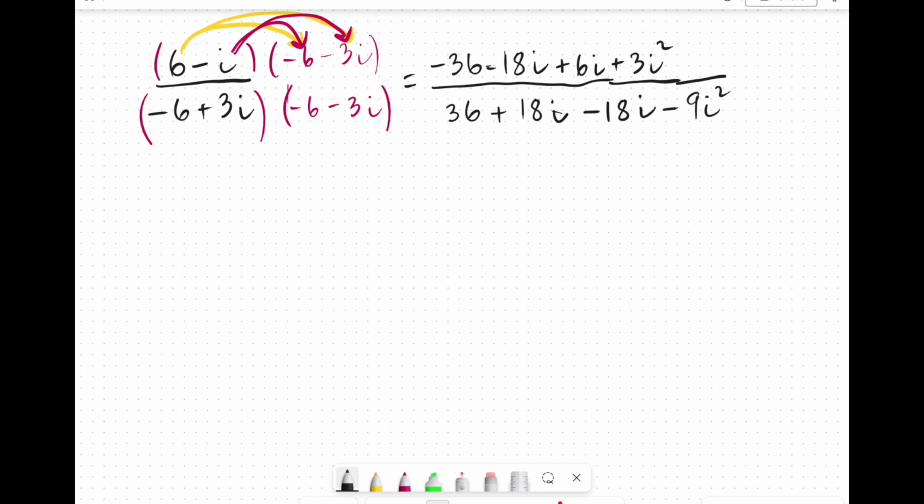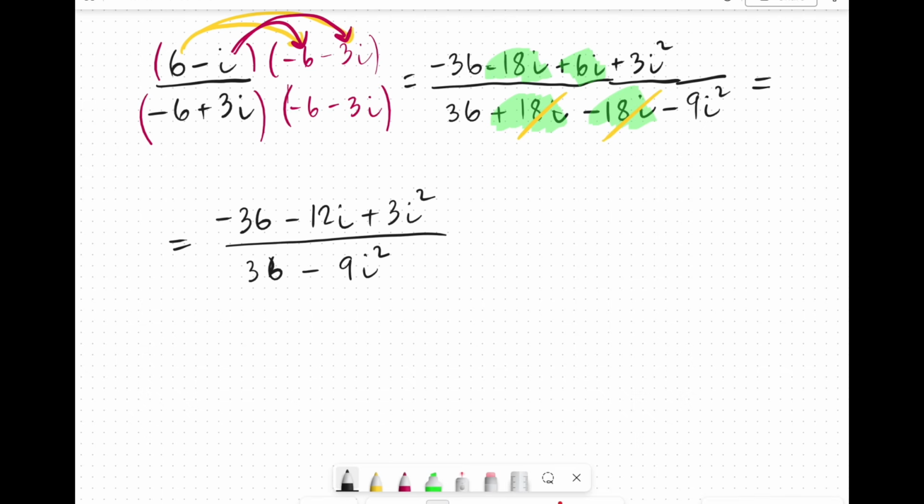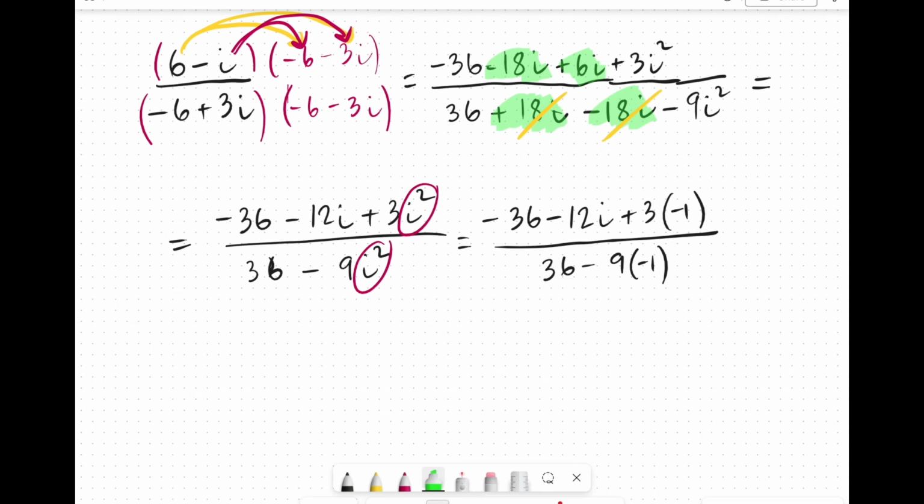Let's go ahead and combine like terms that I see on the top, this negative 18i and positive 6i, and on the bottom, positive 18i and negative 18i. Those two will actually cancel each other out. Now I will take care of every i squared that I see and replace those with negative ones. Now I will perform this multiplication, which will result in negative 3, and this multiplication, which will result in positive 9.